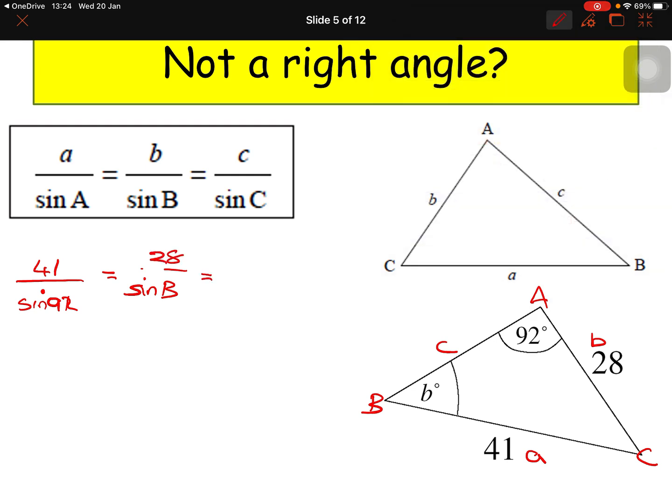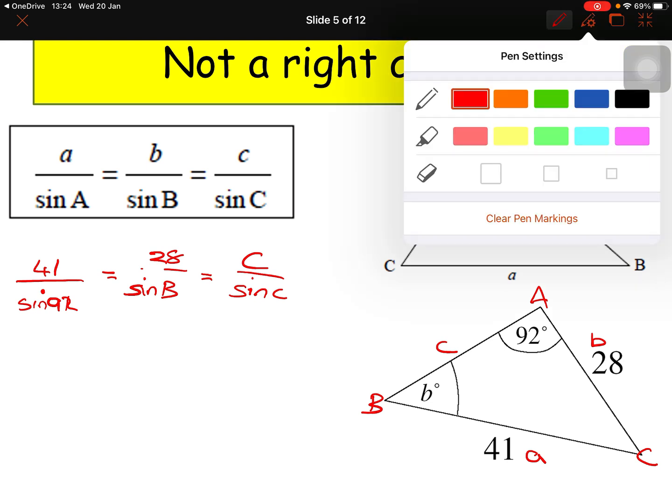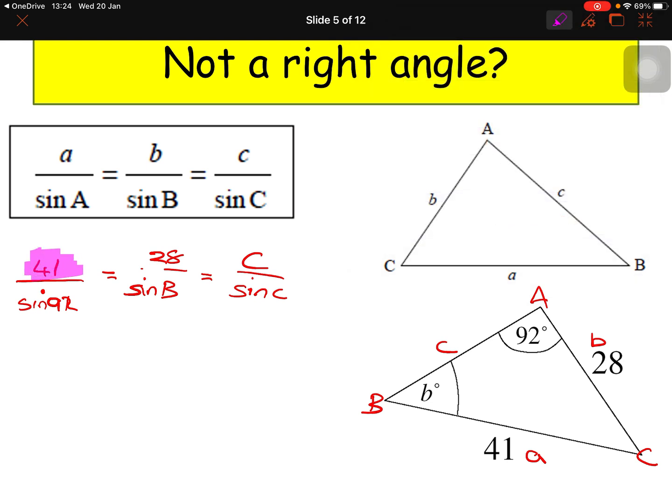Which is the same as C over sine C. Now what we're looking for is we have to make sure we have got a matching pair somewhere so we can find that missing answer. So from this part here, from my 92 degrees and my 41, I now have a matching pair.